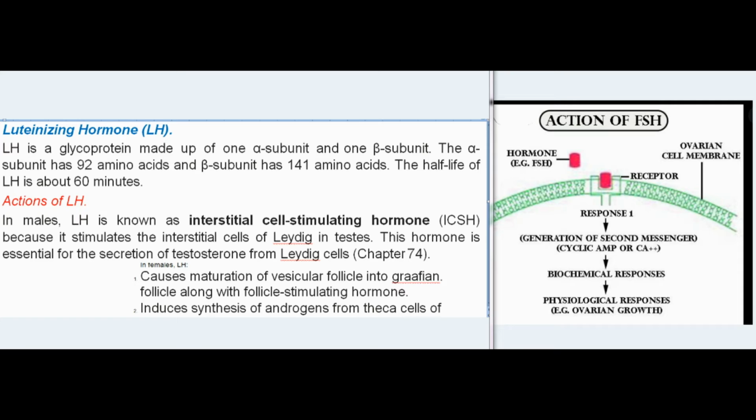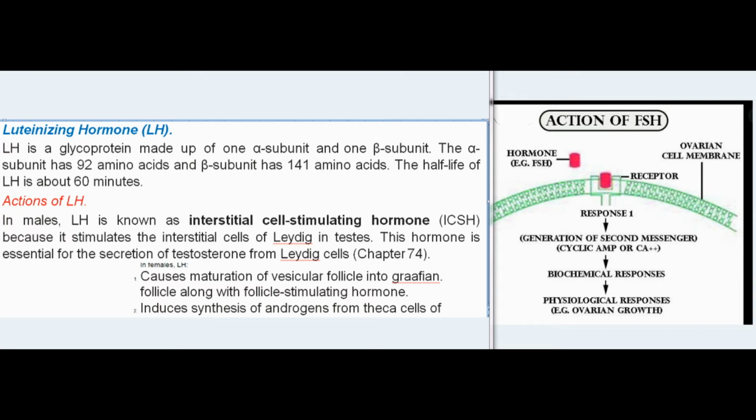LH is a glycoprotein made up of one alpha subunit and one beta subunit. The alpha subunit has 92 amino acids and beta subunit has 141 amino acids. The half-life of LH is about 60 minutes. Actions of LH. In males, LH is known as interstitial cell stimulating hormone, ICSH, because it stimulates the interstitial cells of Leydig in testes. This hormone is essential for the secretion of testosterone from Leydig cells.